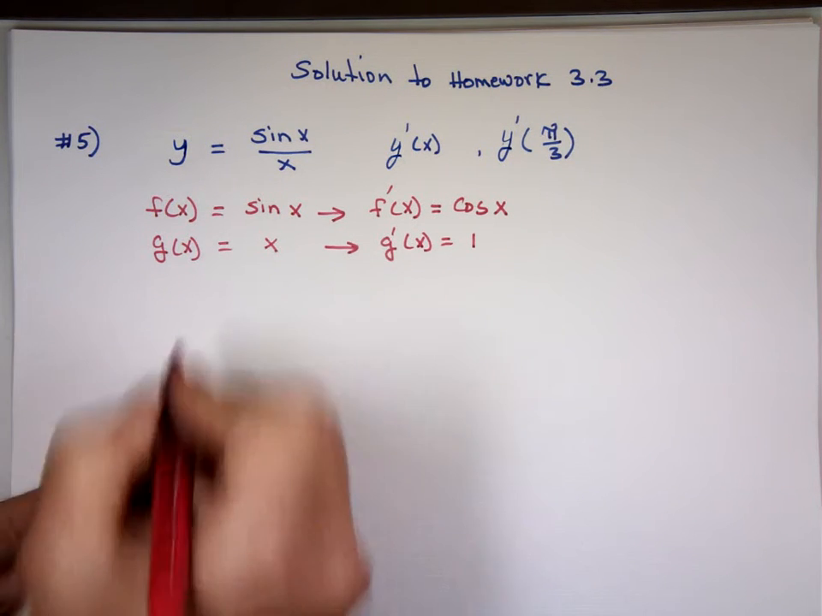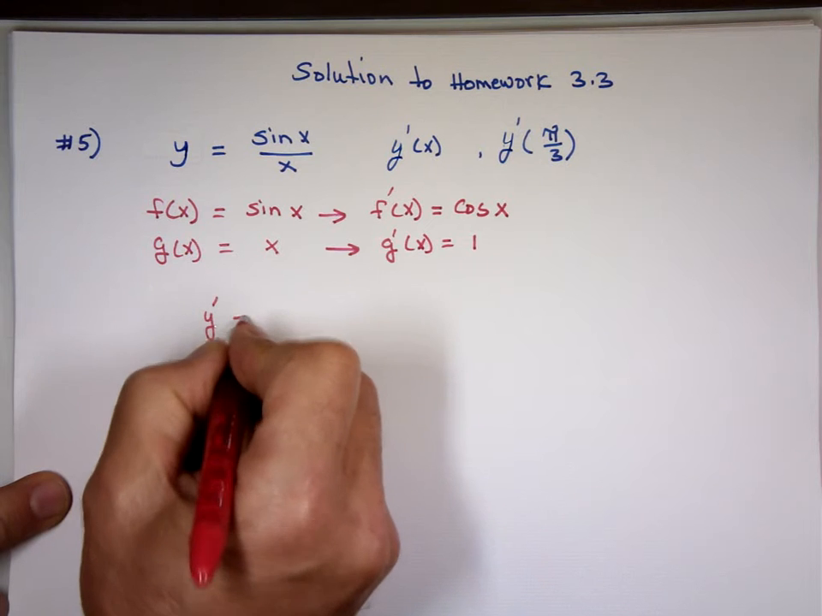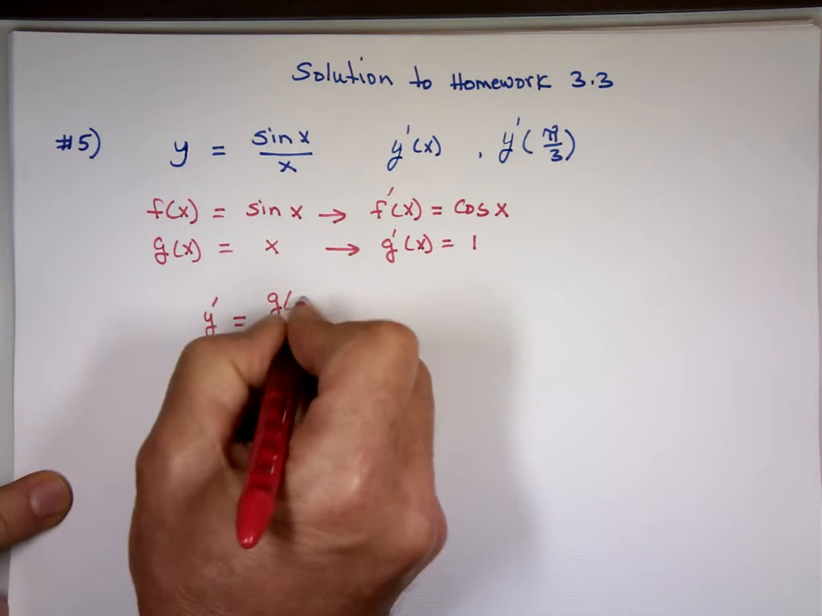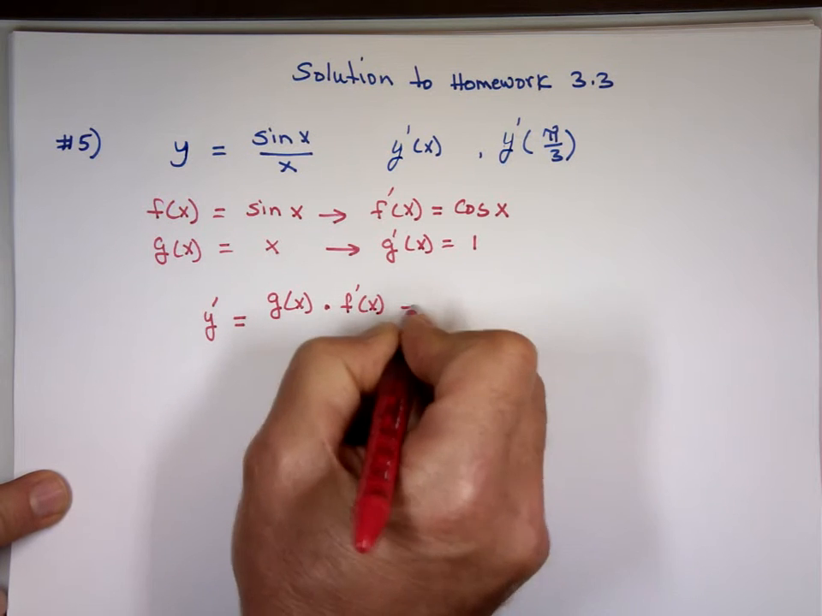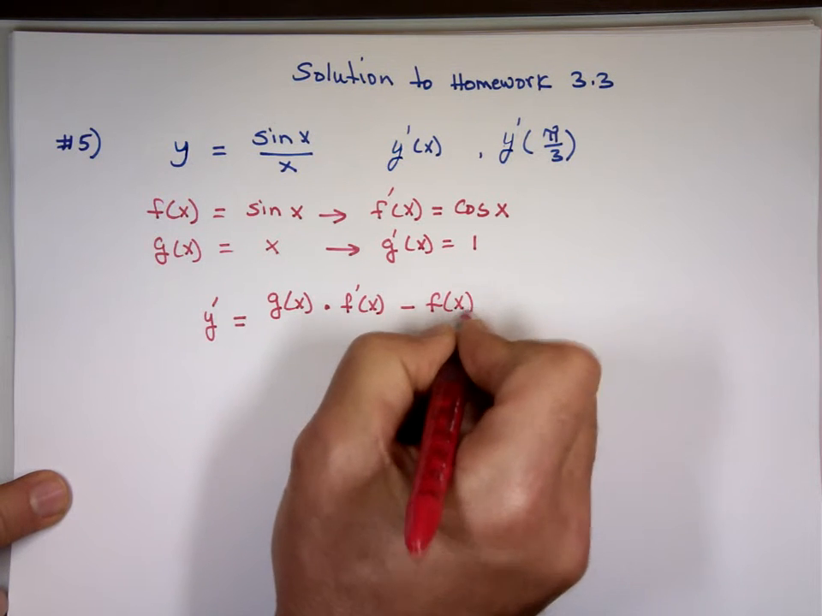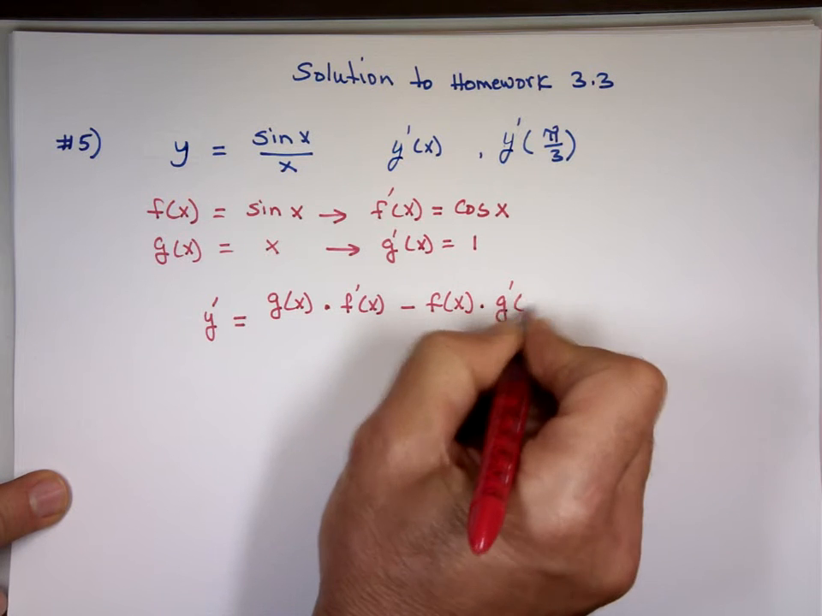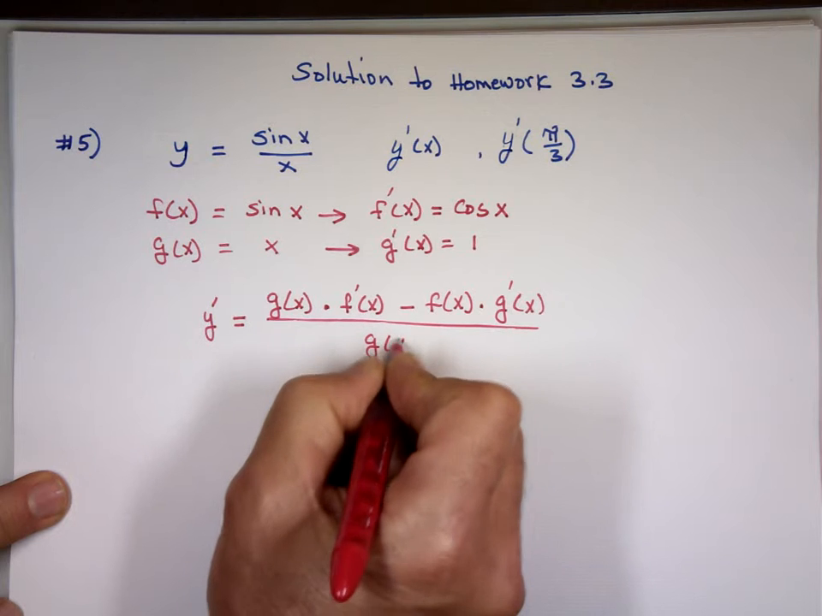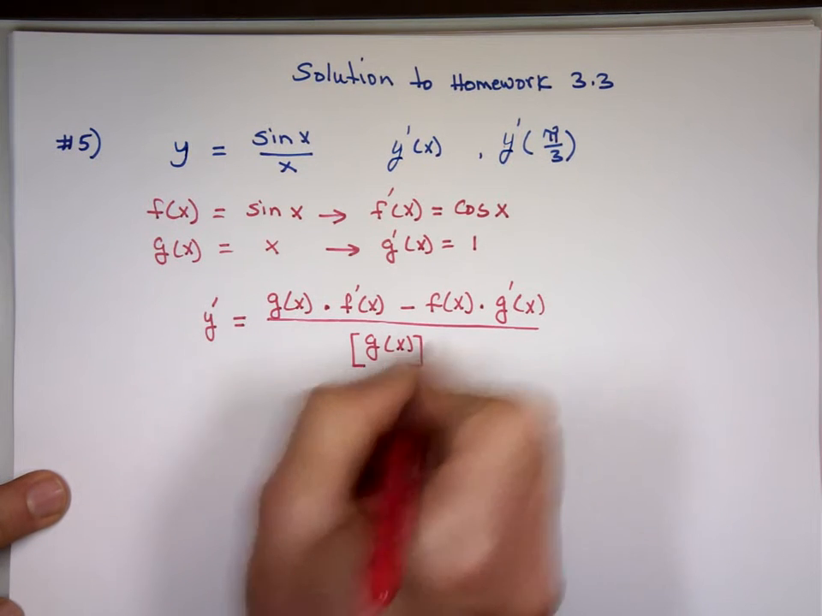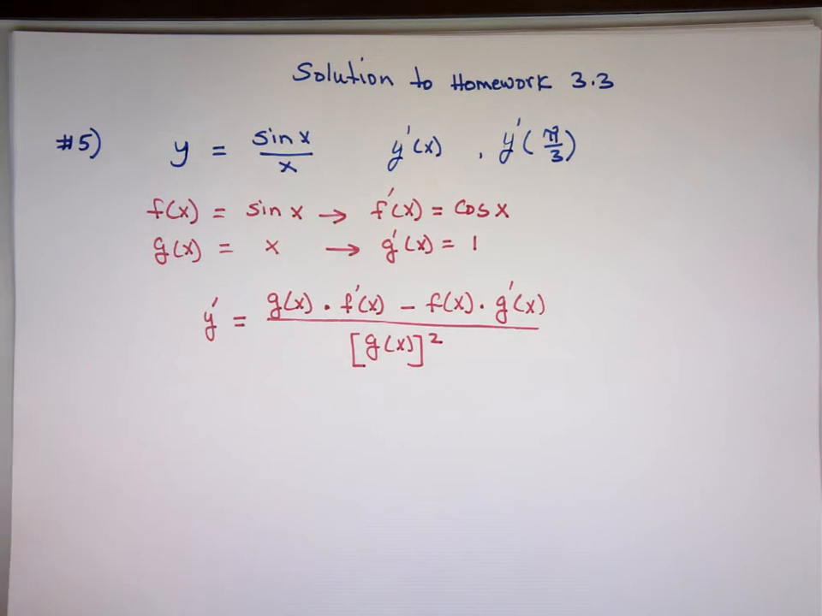If you remember, the quotient rule says if you want to find the derivative, it's the bottom times the derivative of the top minus the top times the derivative of the bottom, all of that divided by the bottom squared. Notice in the bottom, not the derivative, just g of x squared. Now I fill in the blanks, and if I go through and fill in all the pieces that I have, I should be in good shape.